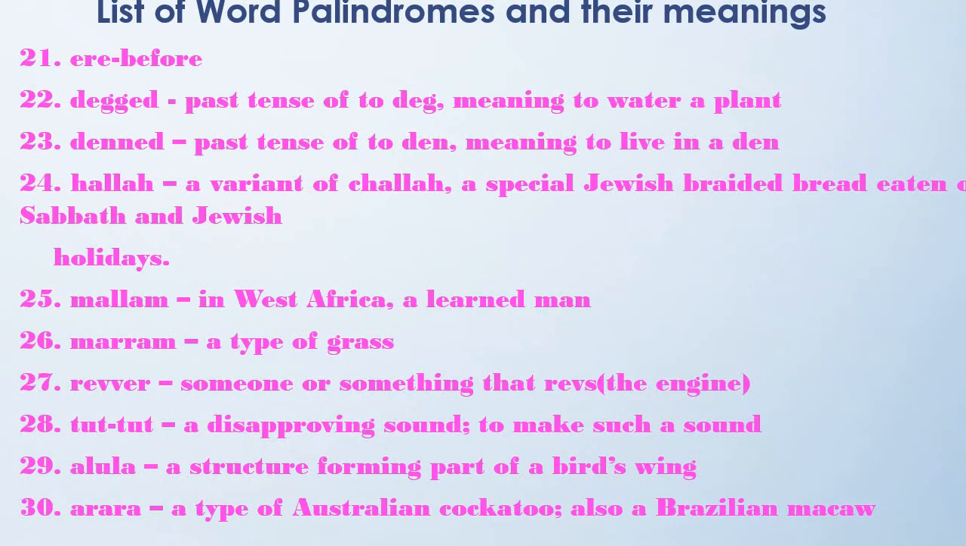Maram is a type of grass. Rever is someone or something that revs, that is, an engine. Tut-tut is a disapproving sound, or to make such a sound. Alula is a structure forming part of a bird's wing. Arara is a type of Australian cockatoo, also a Brazilian macaw.